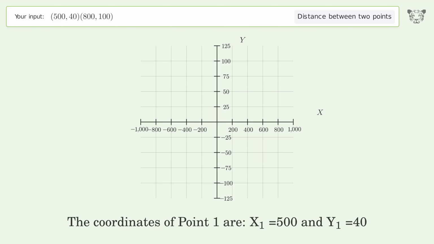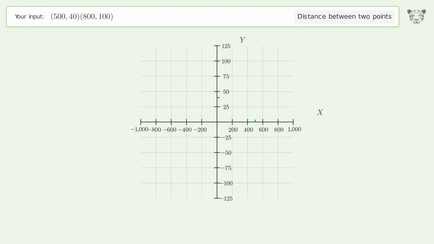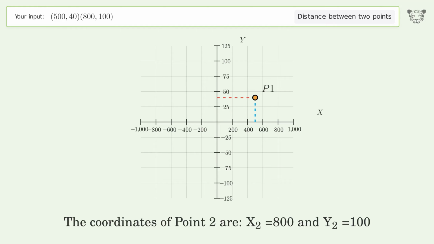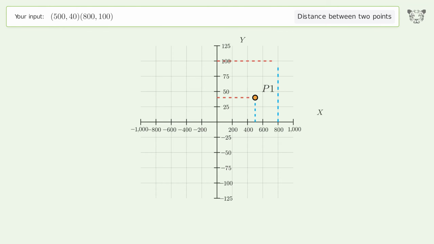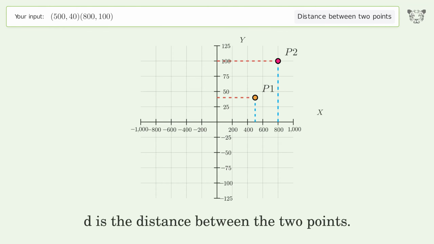The coordinates of point 1 are x1 equals 500 and y1 equals 40. The coordinates of point 2 are x2 equals 800 and y2 equals 100. D is the distance between the 2 points.